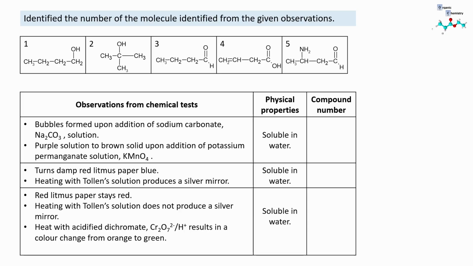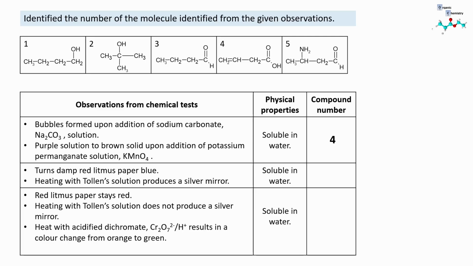Let's just check. The next observation is a purple solution turning to a brown solid, so the purple permanganate solution turns into a brown solid when we add potassium permanganate. Okay, that confirms it, because it has a double bond as well, we would observe that reaction when we add potassium permanganate. So the first unknown compound is number 4.